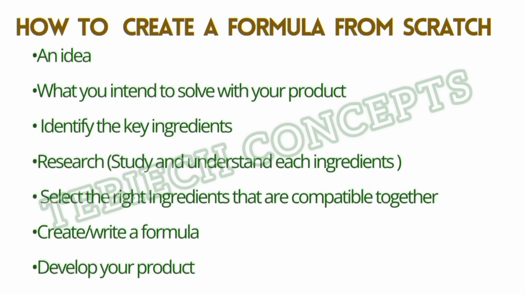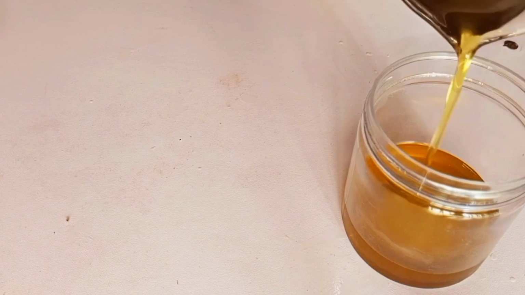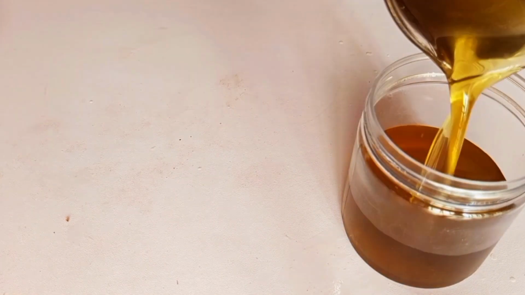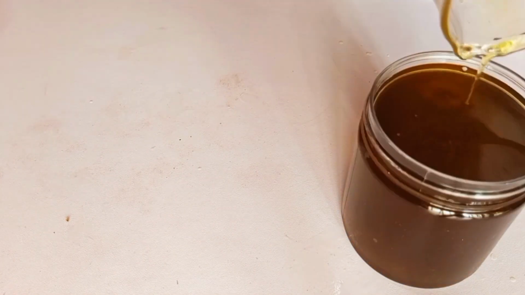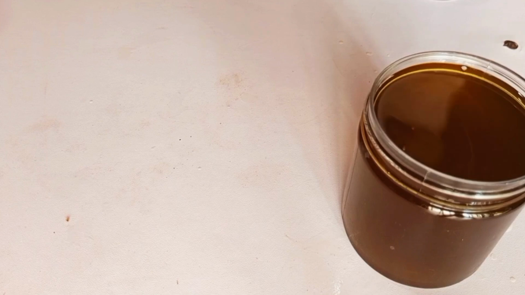Another thing that you need to look at is stability. If I formulate with this product together, will my product be stable? Will there be separation? Will there be issues with my product? Can my product stay on the shelf for at least a year? Can my product stay on the shelf for at least 6 months? Those are the things you look at when writing a formula.